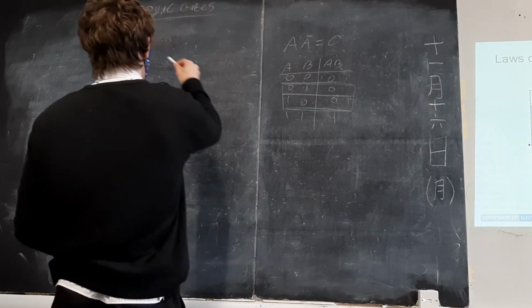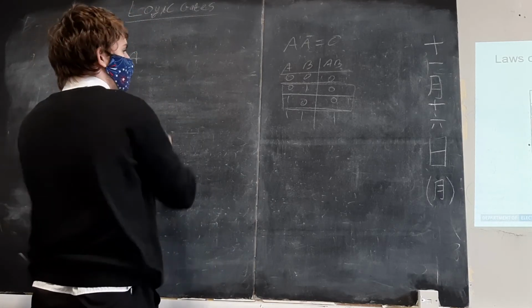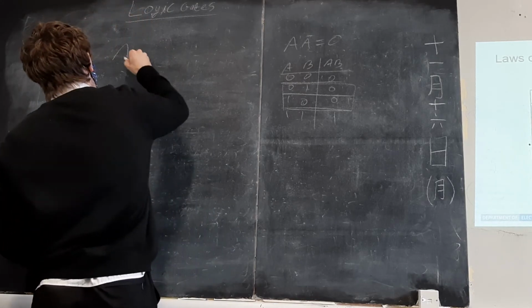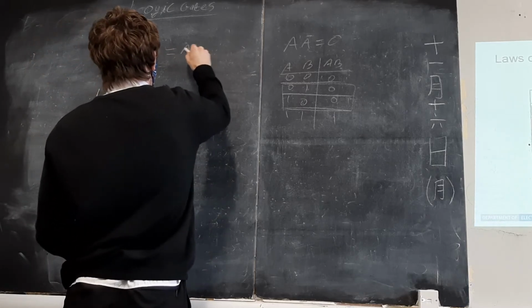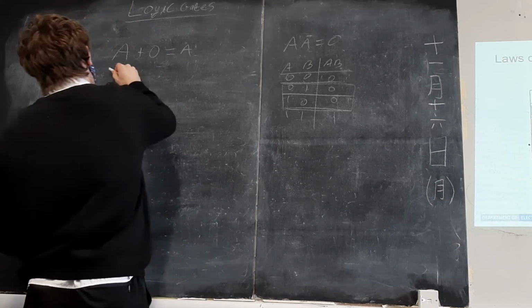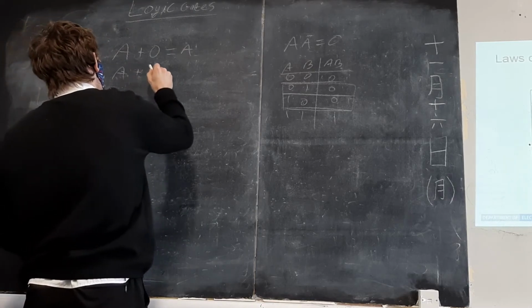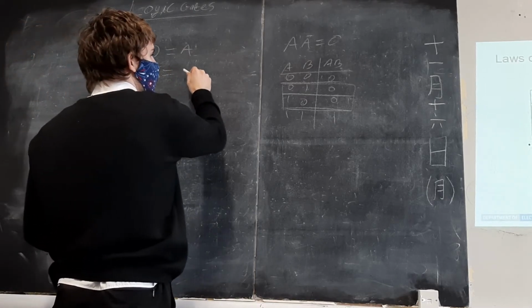Which we have, I should probably write it out first. A and 0 is equal to A. And A or 1 is equal to 1.